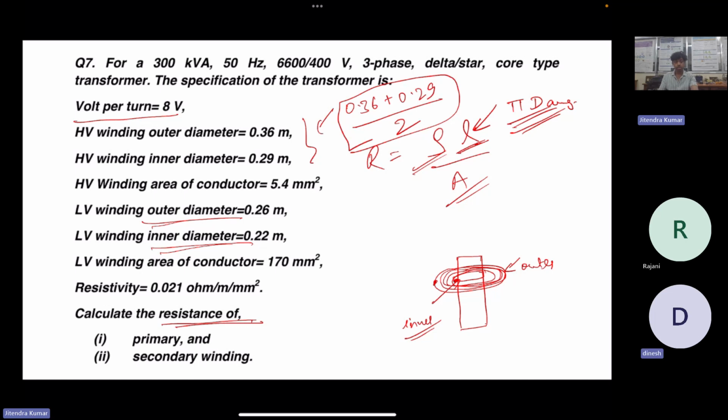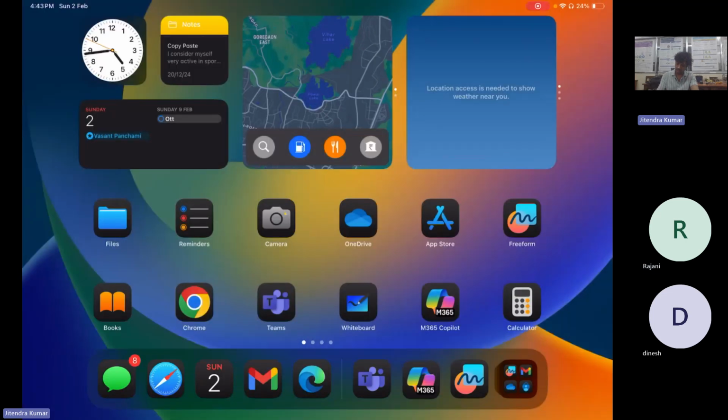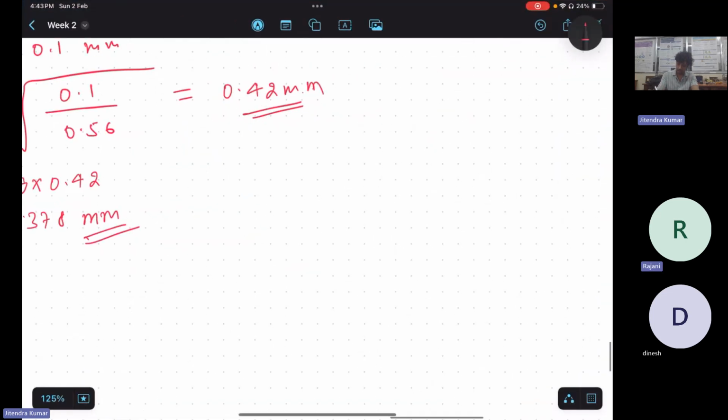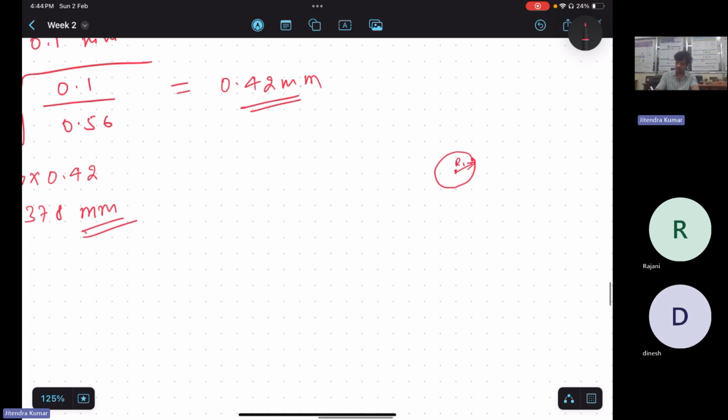No, like pi r1 square minus pi r2 square. Yeah, okay. For simplicity, let us suppose you have a circle like this. And how do you calculate the area of this circle? Let us suppose the radius is R1. Area is nothing but pi R1 square.